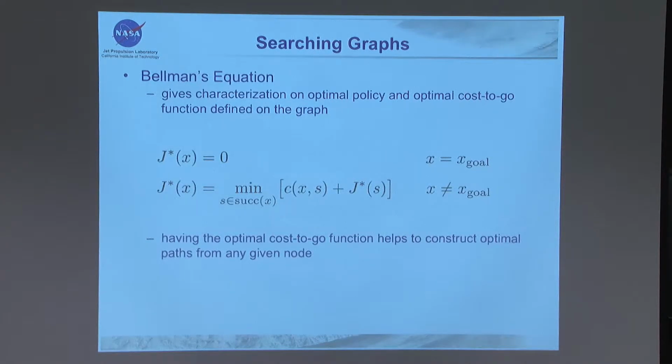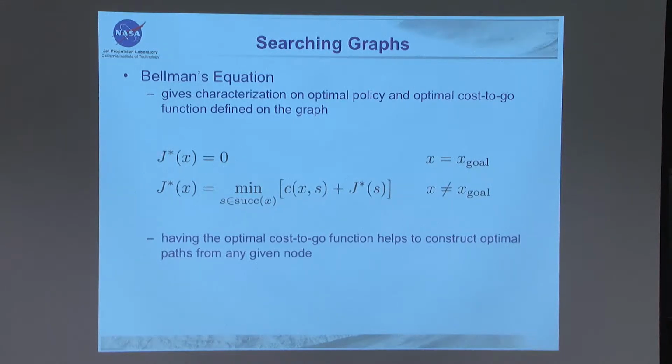When you try to develop a path planner, usually you don't want to find an optimal path from a given initial node. You want to find a path from every node in your graph. Bellman's equation uses the principle of optimality, and it gives you a characterization of the optimal cost-to-go function. It says, forget about finding the path, let's instead try to find the optimal cost-to-go function.